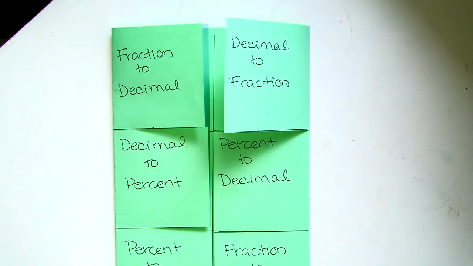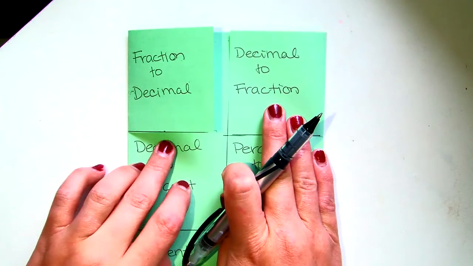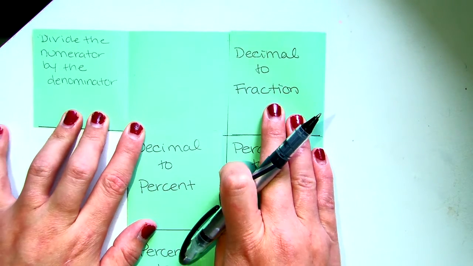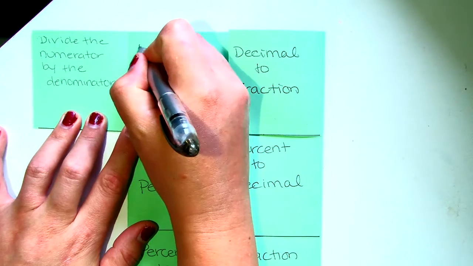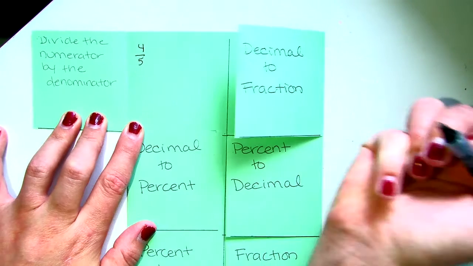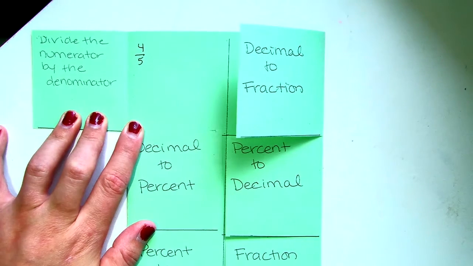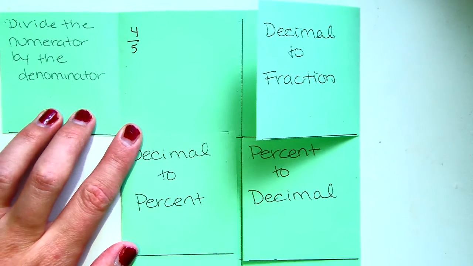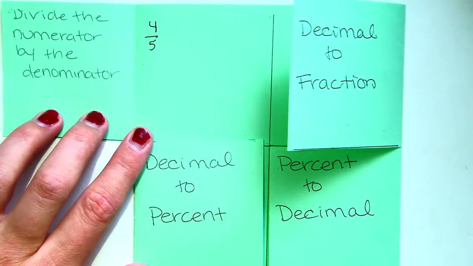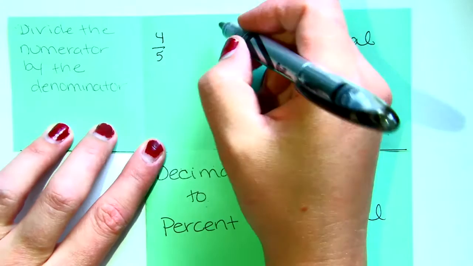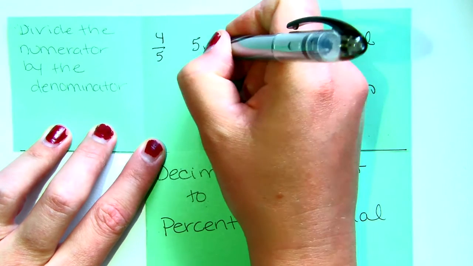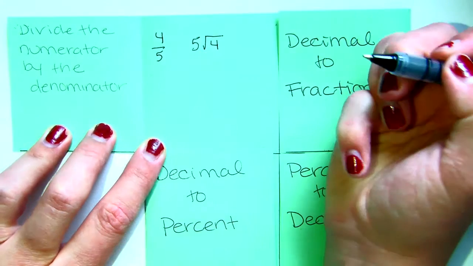All right, so to begin with, we've got fraction to decimal. Now, when we take a fraction and we want to convert it to a decimal, we are going to divide the numerator by the denominator. So an example is, I have the fraction 4/5. Now I'm going to turn that into a division problem. So I'm going to divide the numerator by the denominator. So here, my 5 is going to go on the outside, and my 4 goes on the inside.